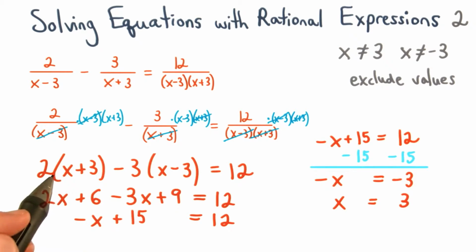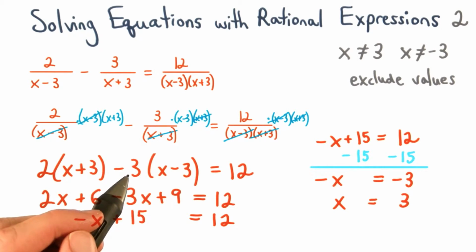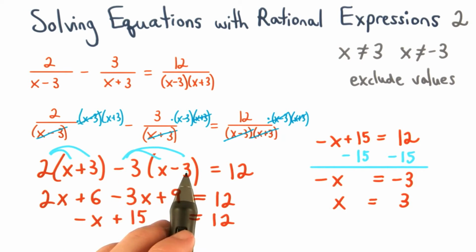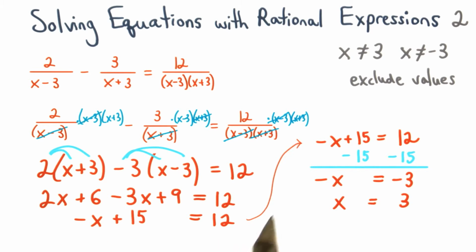We simply want to distribute this 2 and this negative 3 first, and then combine our like terms and solve for x. Positive 2x and negative 3x equals negative x, and positive 6 and positive 9 equals positive 15. Make sure you're careful on this distribution. We have negative 3 times negative 3, which equals positive 9. It's really easy to make that sort of mistake. I'm going to rewrite this equation up here.